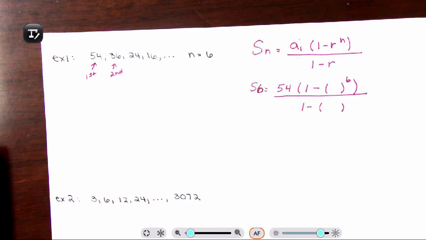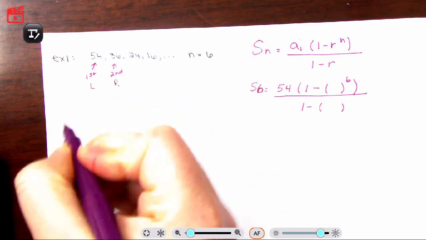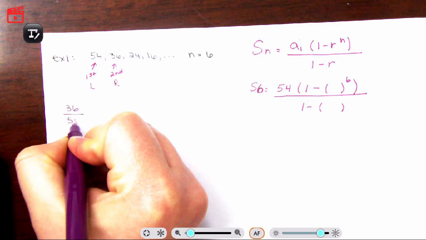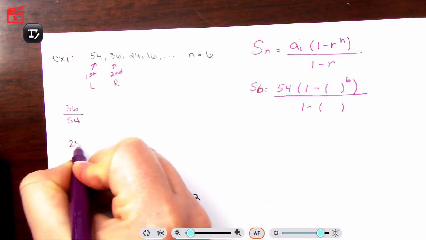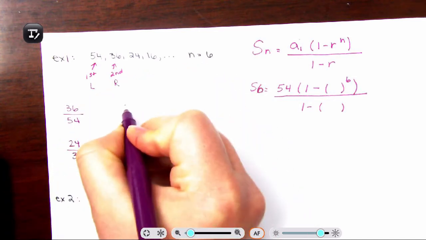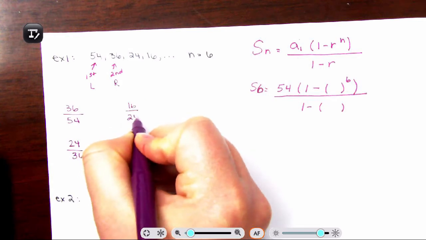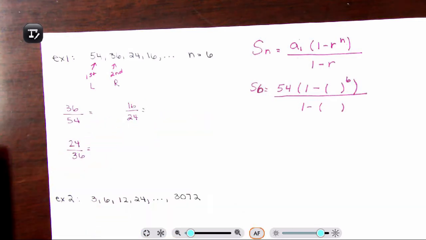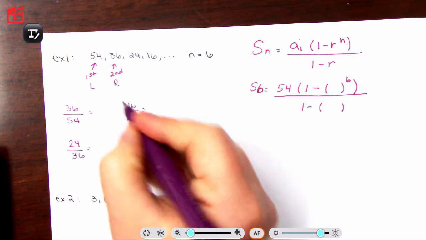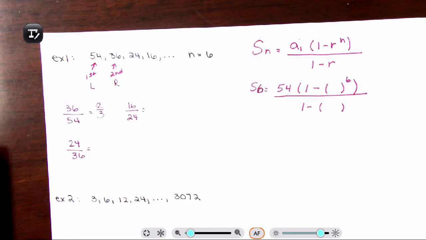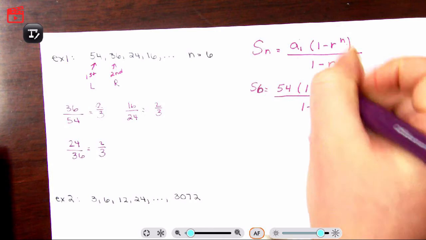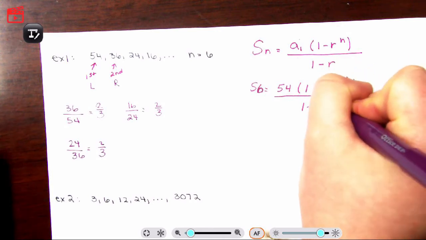Remember, common ratio. Take your right divided by your left. 36 divided by 54. Take your right divided by your left, and make sure all of that equals the same ratio. Let's see here. 36 divided by 54, that is 2/3. 24 divided by 36, that is 2/3. And we're doing a happy dance if it works that one more time. And it does. So my common ratio is 2/3.